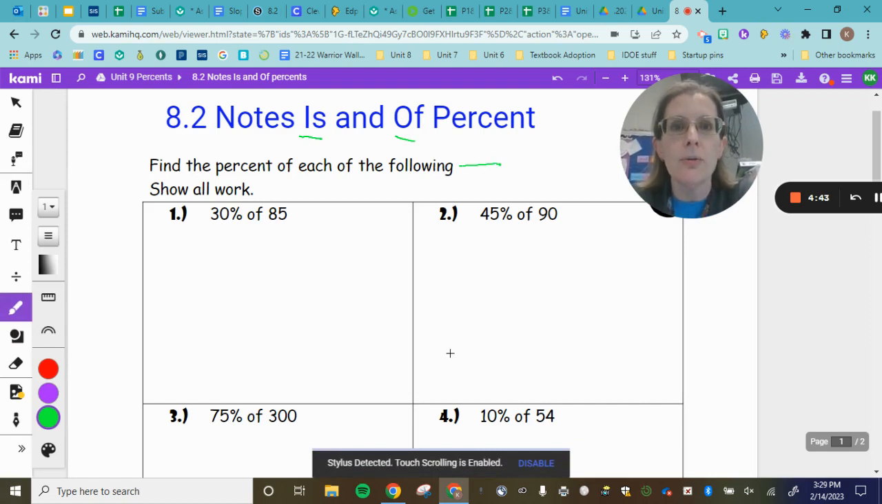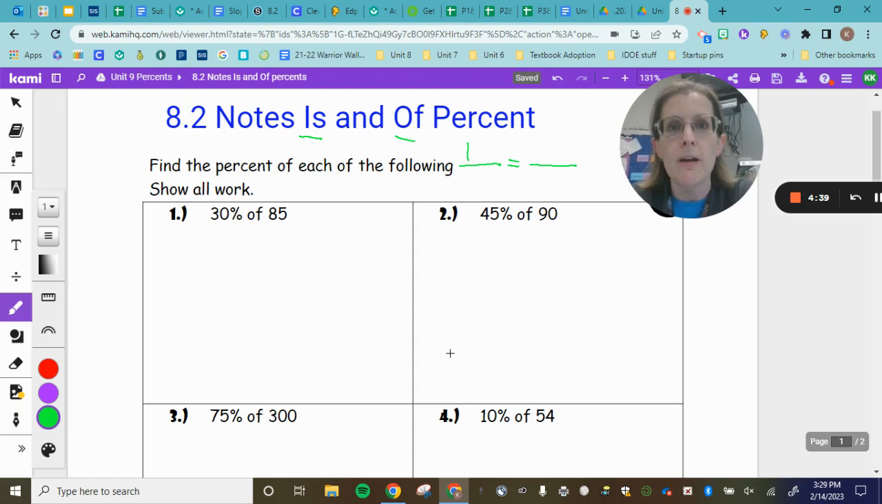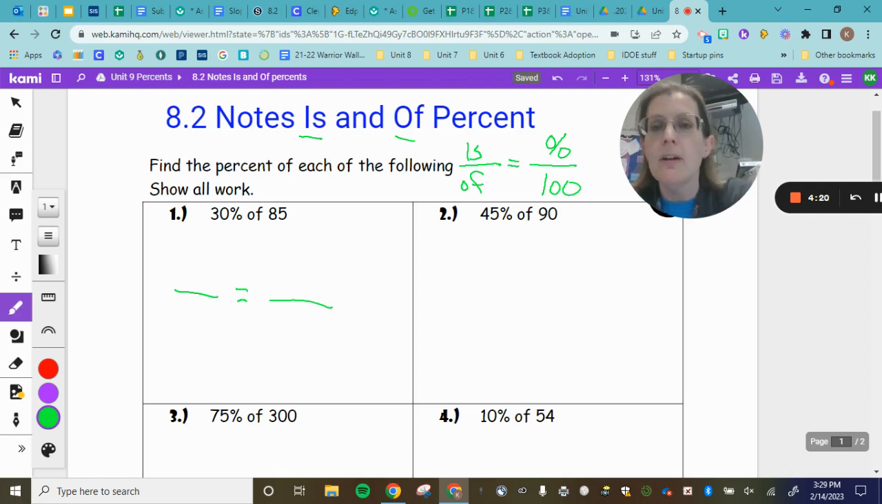of. So as you saw on your reference sheet, the proportion we're going to use will always be is over of, percent over 100. So now we know how to fill in each of these places. Each part of the number sentence, 30% of 85, is going to be one of these three places. So the 100 never changes. So I put my 100 right there.